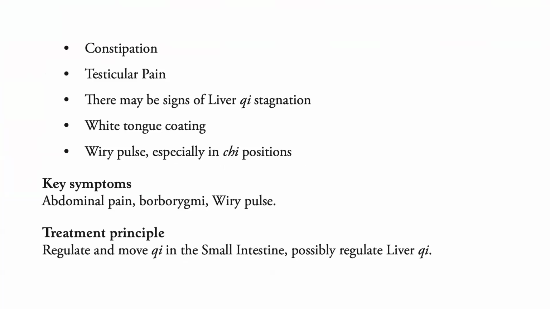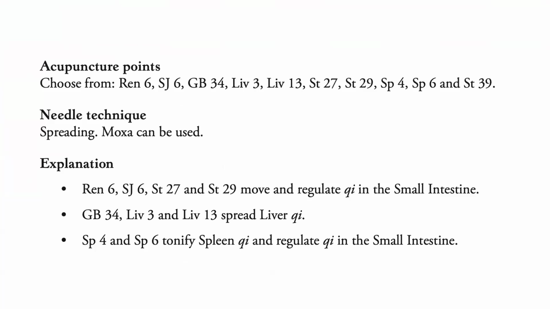The treatment principle would be to regulate and move qi in the small intestine, possibly regulate liver qi. Acupuncture points would be to choose from Ren 6, Sanjiao 6, gallbladder 34, liver 3, liver 13, stomach 27, stomach 29, spleen 4, spleen 6, and stomach 39. Needling technique would be spreading and moxa can be used.